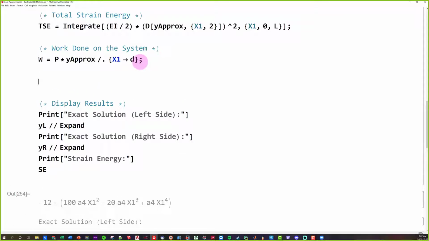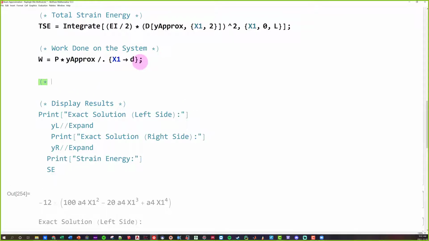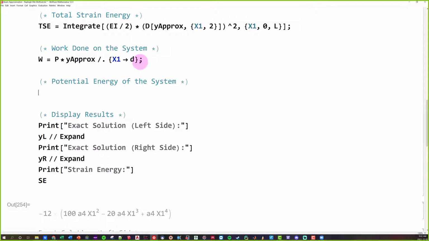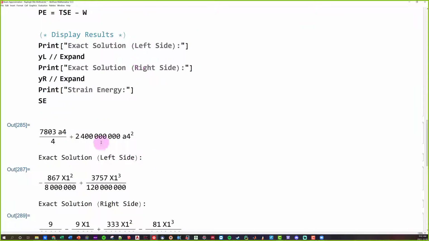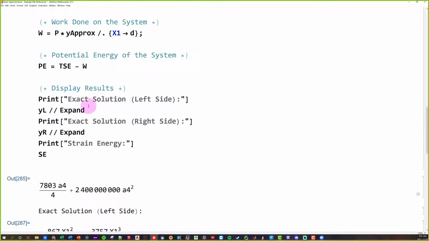And if we know the total strain energy and we know the work done on the system, we can find the potential energy of the system. Because we know that the potential energy is the total strain energy minus the work done on the system. And that's it. I'm not going to express it, I'm going to run it. And as we can see, we have an equation. And our only unknown is going to be A4. So let's see who remembers. How can I figure out what A4 is equal to?